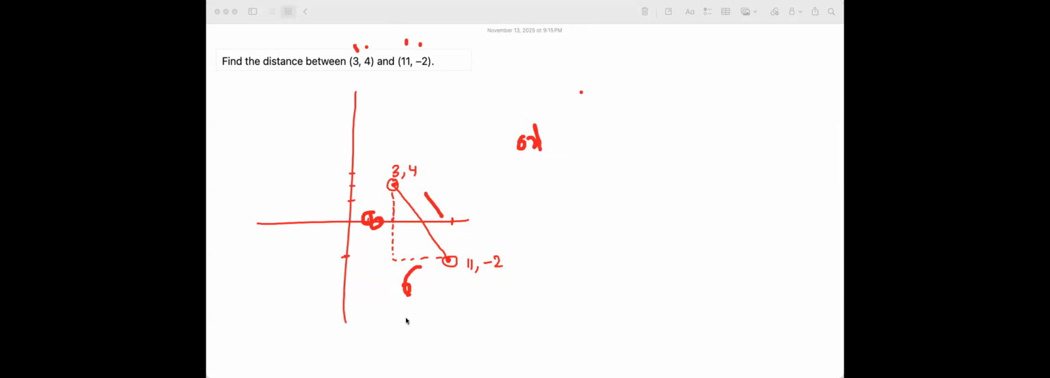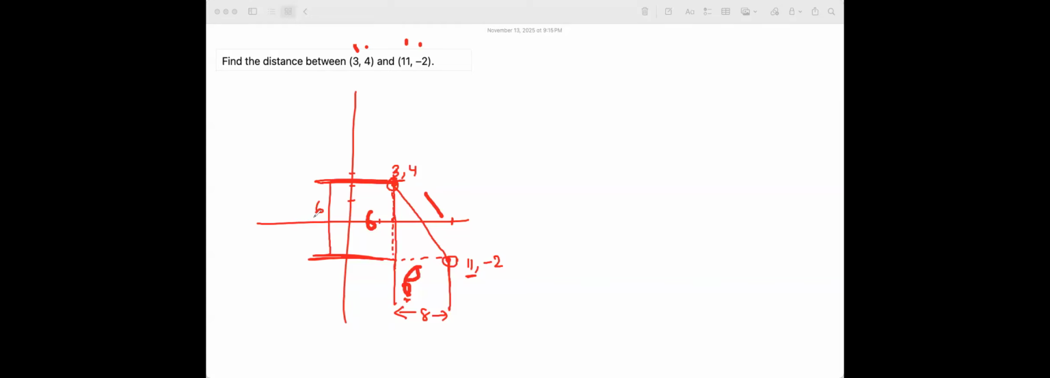Can I interrupt you? Is this 6? No, that's not 6. That's 8. I think I actually swapped it. How do you get that? Yeah, you swapped it. See, x coordinate, this is 3. This is 11. So the difference of 3 and 11 is this, right? So this is 8. This is 4. The level here is -2. What is the distance? It's 6.